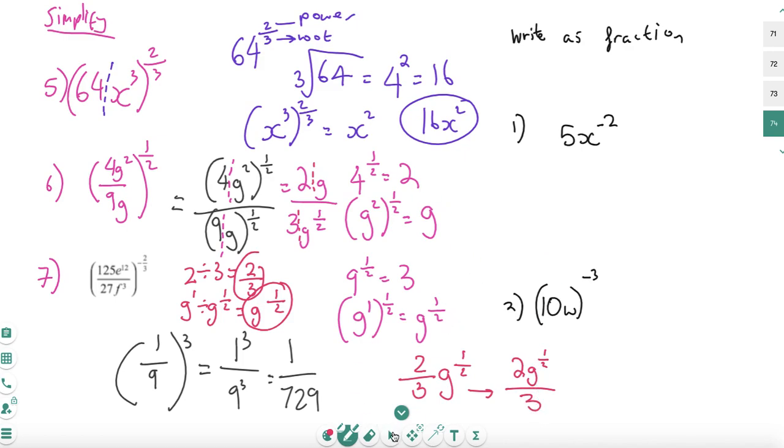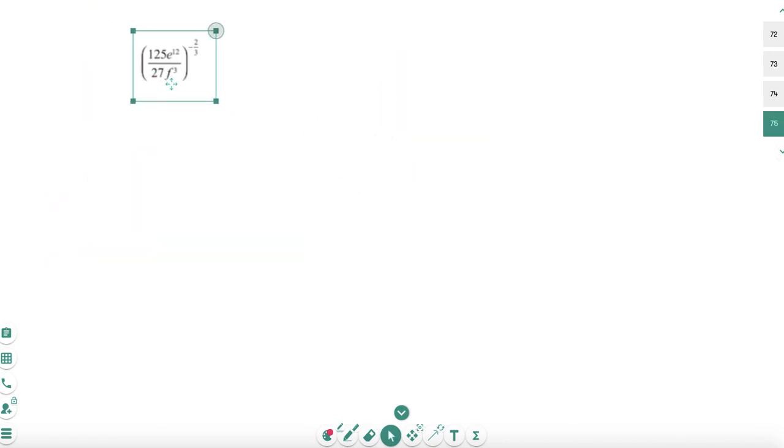Let's do the next question on the next page, actually. So we've got to simplify this. This is actually a past exam question.